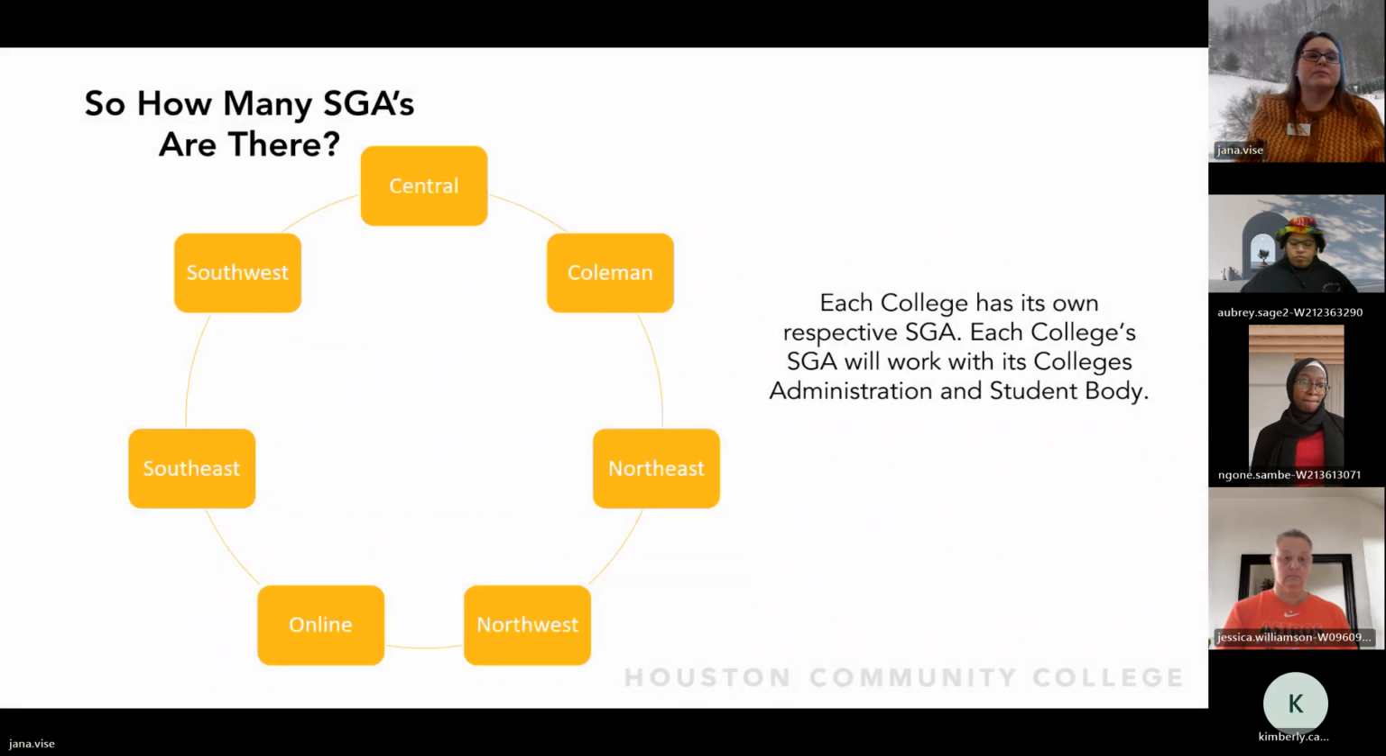So there are 7 student government associations. Each college has its own SGA that represents the students at those respective colleges. So we represent all the online students, which is quite a few. That is what our job is: to hear what issues online students have, and how can we create something that helps them get through those issues? How do we get those issues up the chain of command so that they can be taken care of?